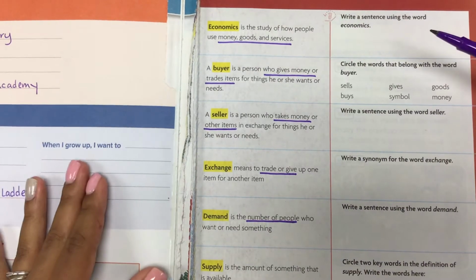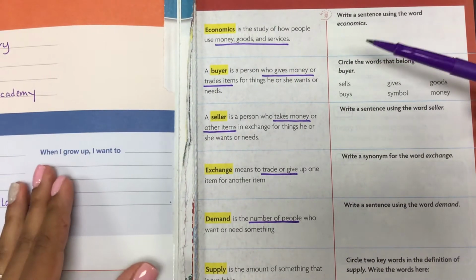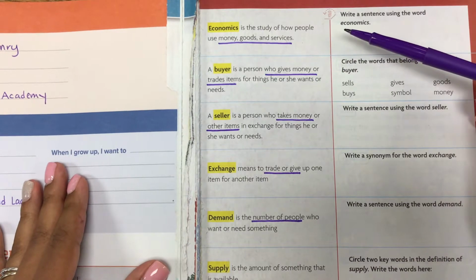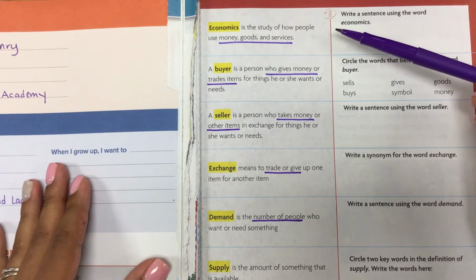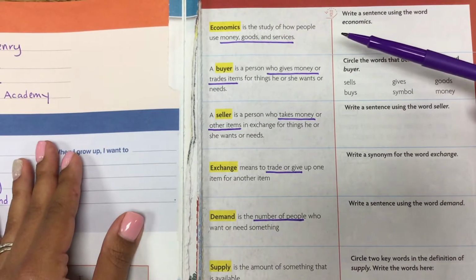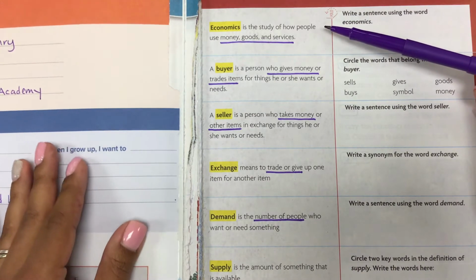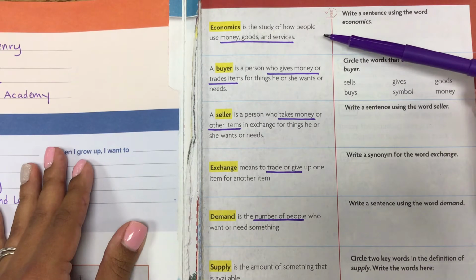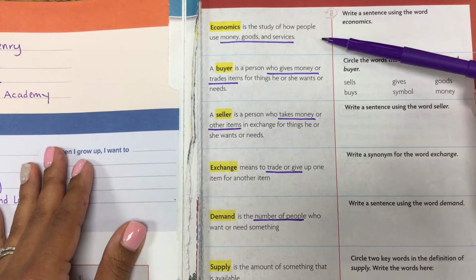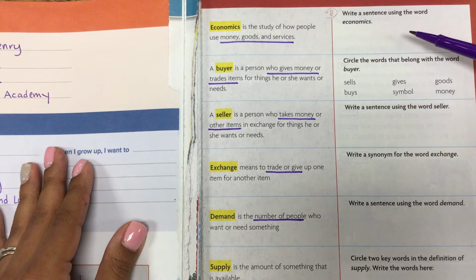Hi, boys and girls. Today we are going to be learning in social studies on economics. Go ahead and turn to the vocabulary page and we'll get started. Our first vocabulary word is economics. Economics is the study of how people use money, goods, and services. On the right-hand side, write a sentence using the word economics.